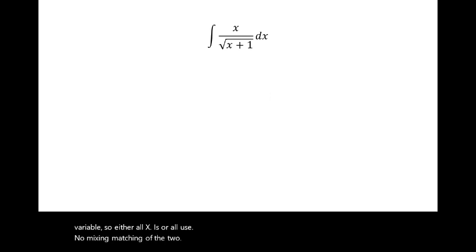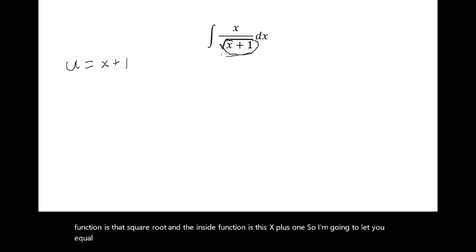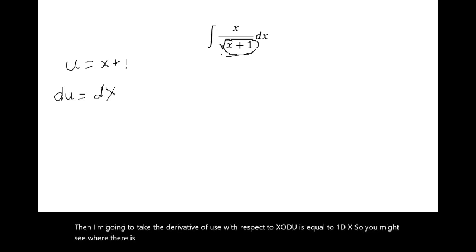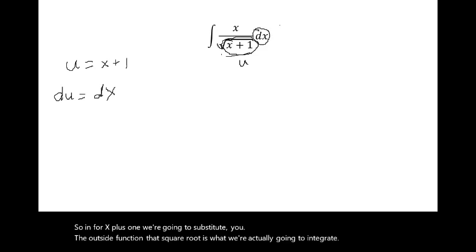So for this next one, there is a composition. It is here in the denominator, where the outside function is that square root and the inside function is this x plus 1. So I'm going to let u equal the inside function, x plus 1. Then I'm going to take the derivative of u with respect to x, so du is equal to 1 dx. So you might see where there is a problem. So in for x plus 1, we're going to substitute u. The outside function, that square root, is what we're actually going to integrate. Dx is getting replaced with du.